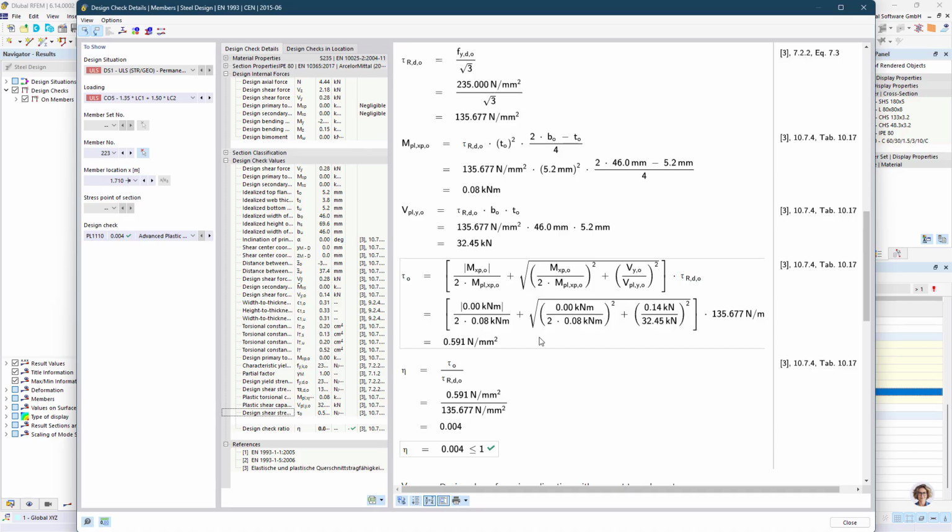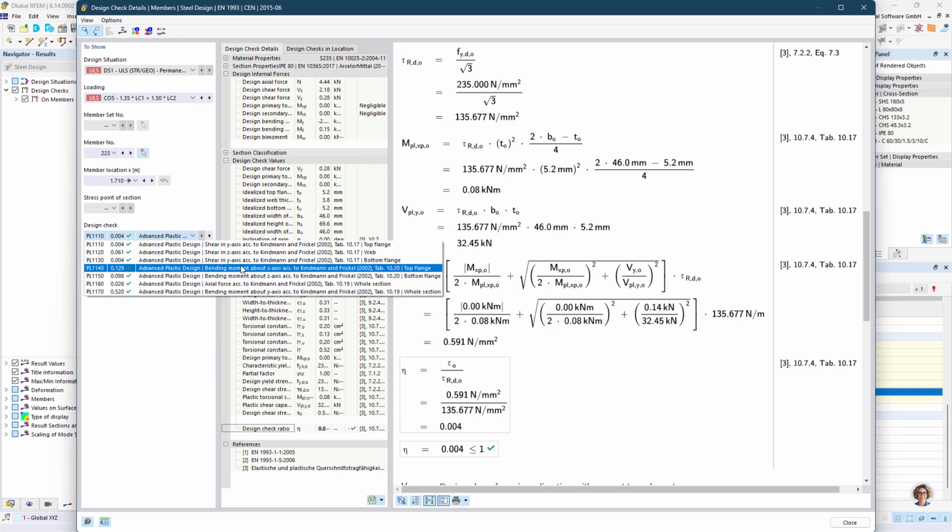And the result, what we receive from the shear design check is the design check ratio. So in this case, we have 0.4%. And maybe please remember this expression, because this will be important for the next design check, which would be the bending moment for the top flange.